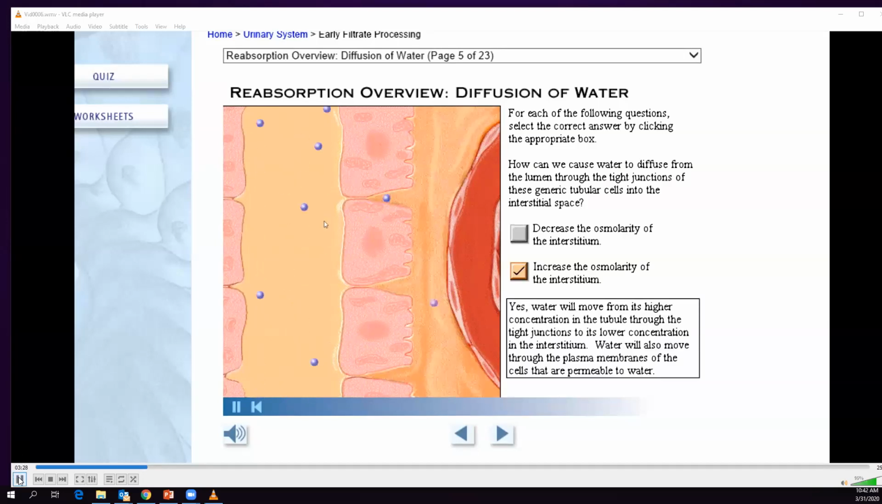Yes, water will move from its higher concentration in the tubule through the tight junctions to its lower concentration in the interstitium. Water will also move through the plasma membranes of the cells that are permeable to water.